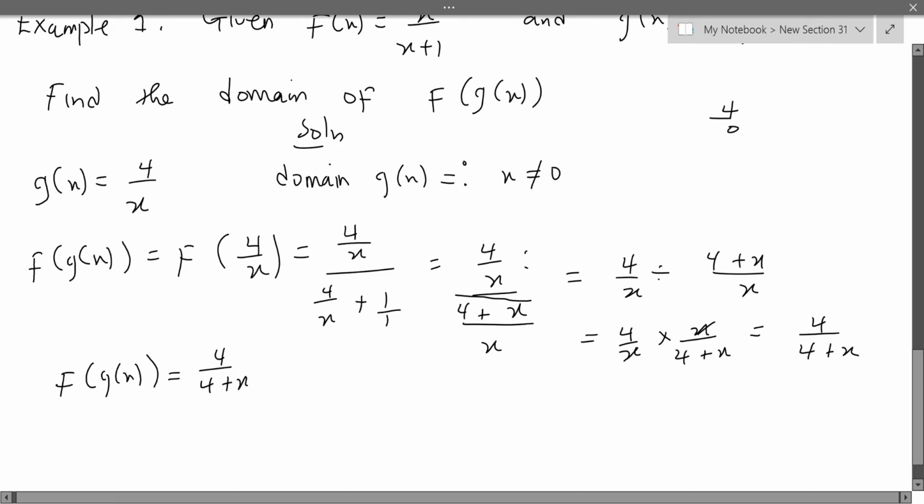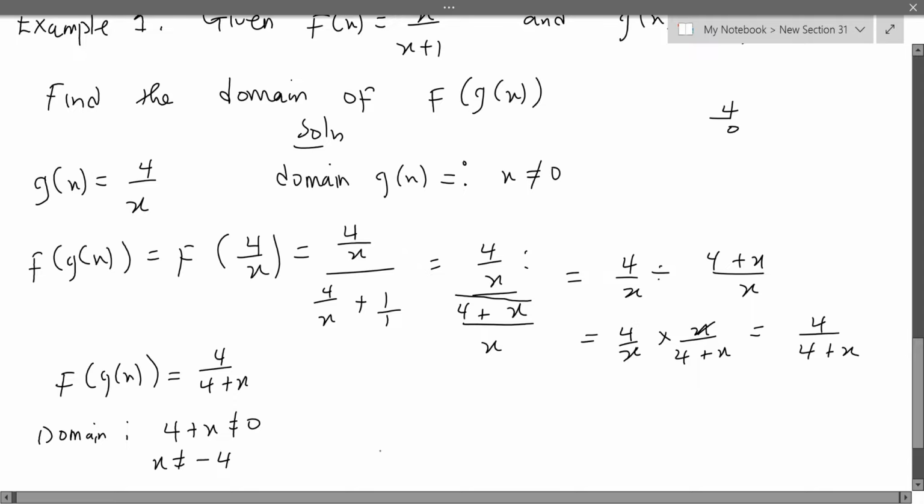Okay, so now what is the domain of this function? The domain of this new function we have is, you just have to ensure that this guy is not 0. And what will be the value of x that ensures that this is not 0? So that is if x is not equal to what? -4. So as long as x is not equal to -4, then this function will be defined at any value of x.